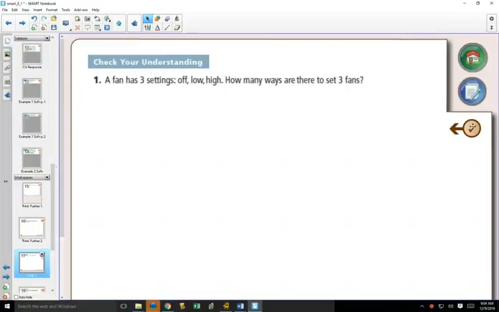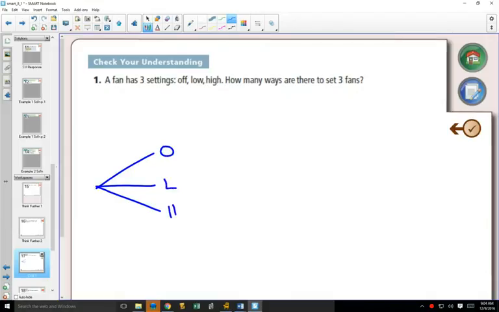We have 3 fans, and each of those 3 fans have 3 settings. They could either be off, it could be on low, or it can be on high. So if we did a tree diagram for this one, we could say, let's start with our first fan. Our first fan has 3 options. It could be off, low, or high. Are you okay with those letters?